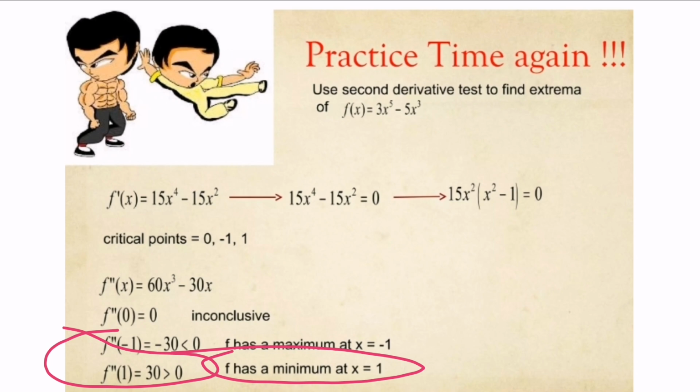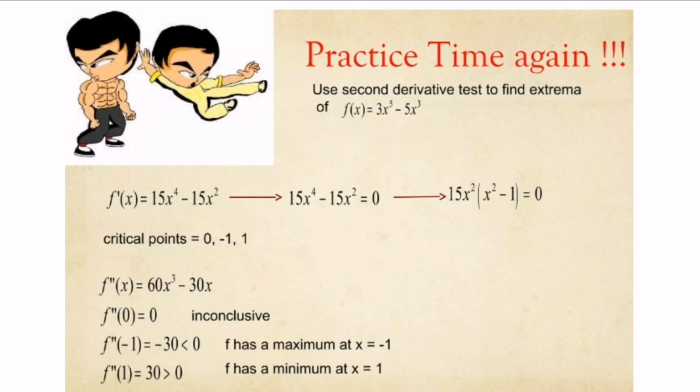So the given function has relative maxima at x equal to minus 1 and relative minima at x equal to 1, and the test fails at x equal to 0.